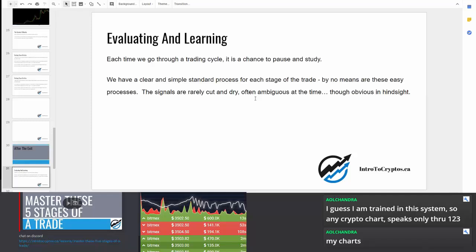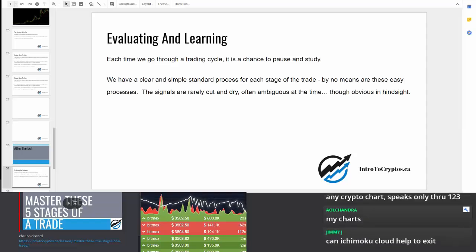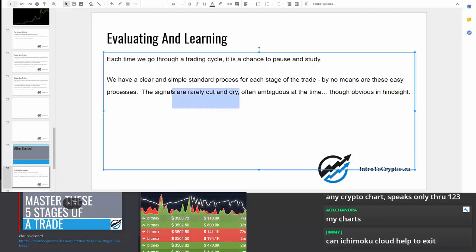Evaluating the learning. Each time we go through a trading cycle, it's a chance to pause and study. We have a clear and simple standard process to follow for each stage of the trade, but though it's clear and simple, it's by no means easy. The signals are rarely cut and dry, so we can come up with nice examples that make it look cut and dry, but often the signals are ambiguous at the time.